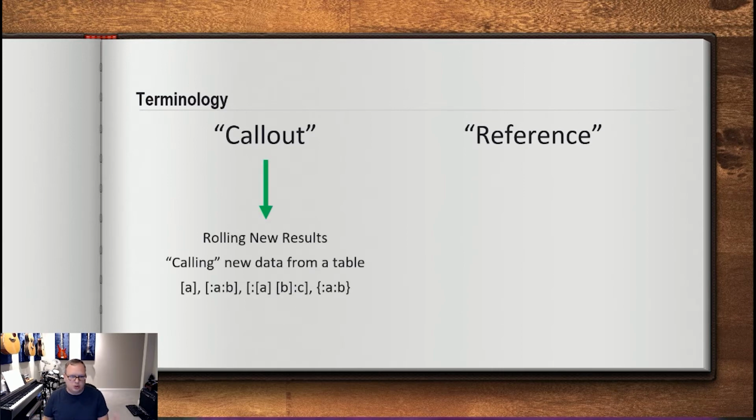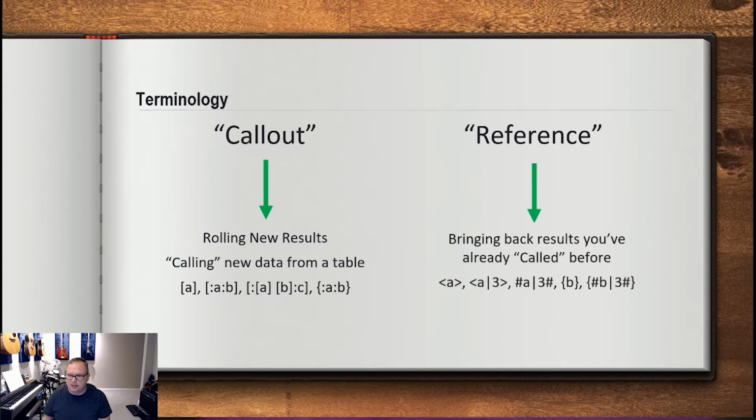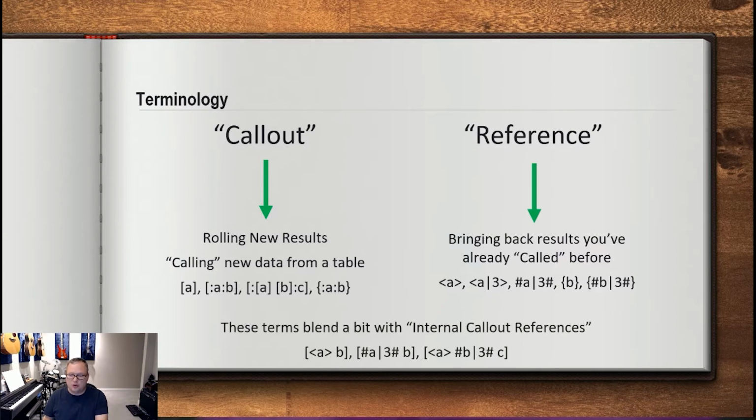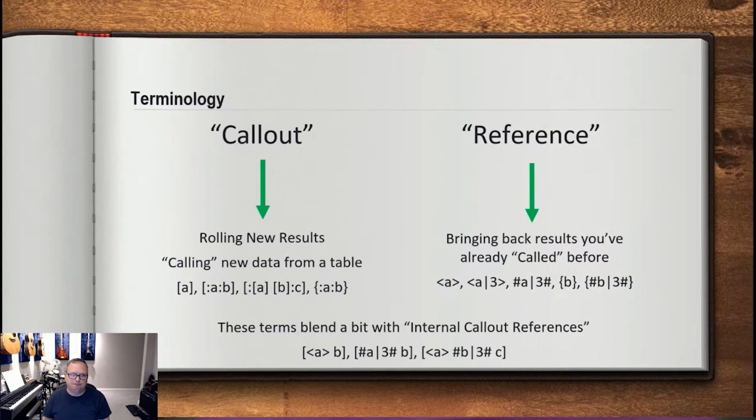So here we are, we're rolling new results. Don't worry about all that syntax underneath. We're going to go over each one of these, but those are all examples of callouts: new data from a table. And referencing is bringing something you've called before back. And those are callout internal references. That's where we stick references inside of callouts. They're still technically callouts. We're just using reference to determine what new data we're pulling.